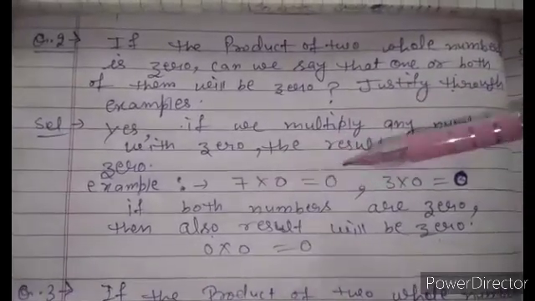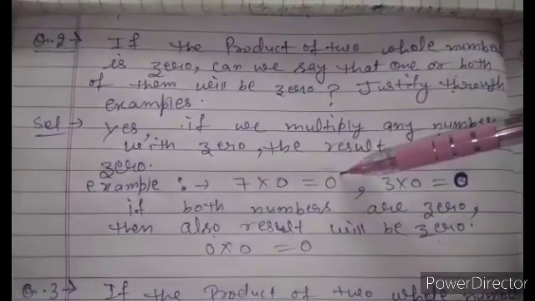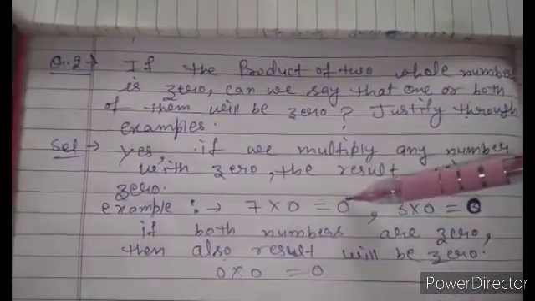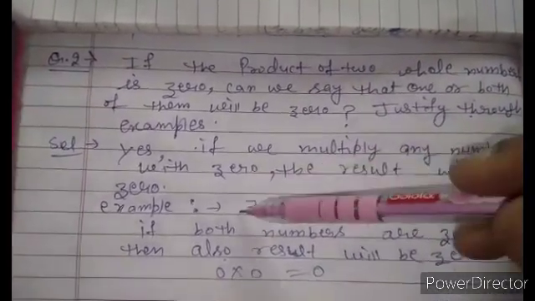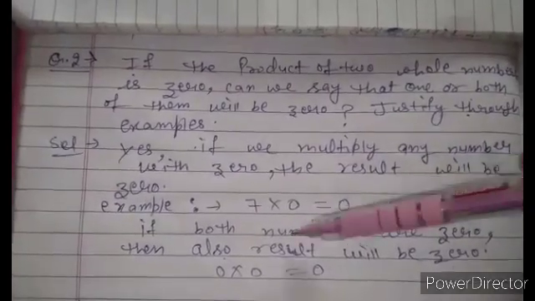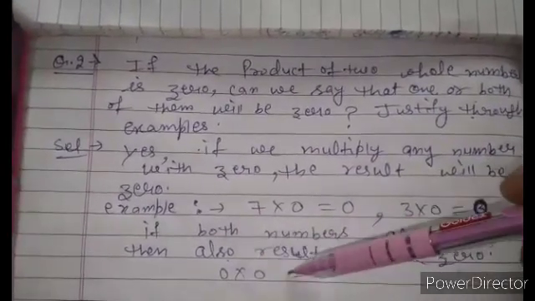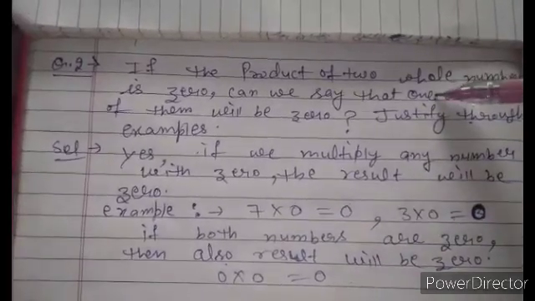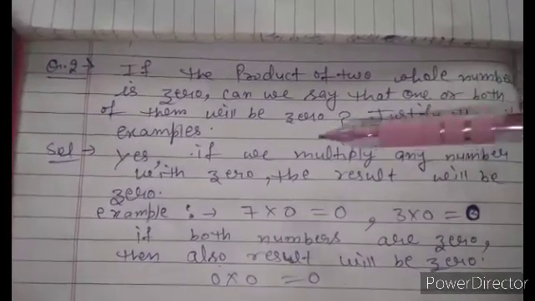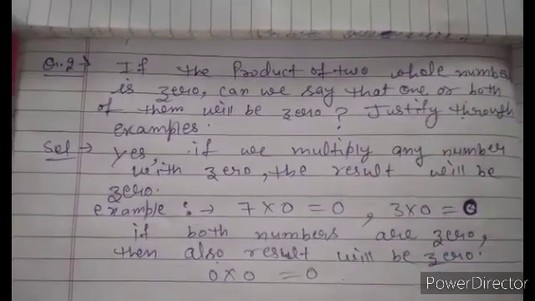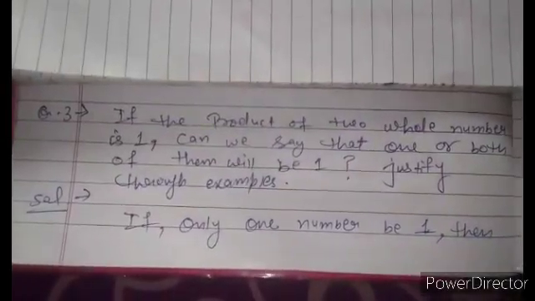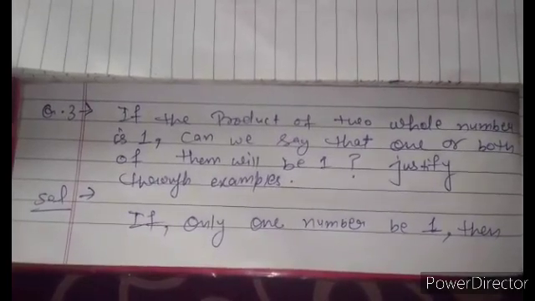7 multiply 0, if we multiply, it will be 0. So any number multiplied with 0, the result is always 0. If both numbers are 0, then also the result will be 0. 0 multiply 0 is equal to 0. So this only was asked in question 2. Justify through examples. So we have given examples here. NCERT 6th class math. Chapter 2nd exercise 2.3 question number 3.